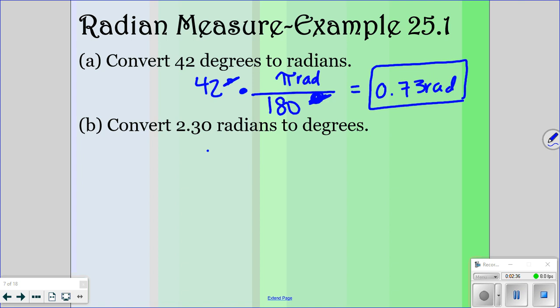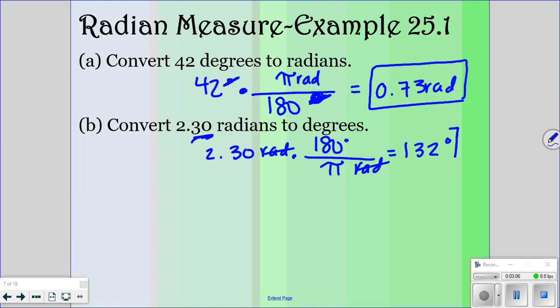For this other one, you're going to do 2.30 radians, and so radians have to be in your denominator. They need to be down here so that they'll cancel. So pi radians, and then that means in your numerator you have to have 180. So 2.3 times 180, and then divided by pi. And we're going to go to 3 sig figs because that's how many we have in our original problem. So 132 degrees. So that's how you can convert between the two. It's not terribly difficult as long as you know your ratios.